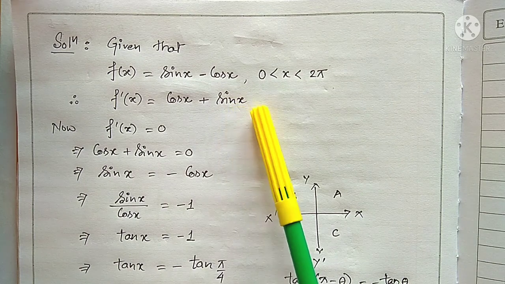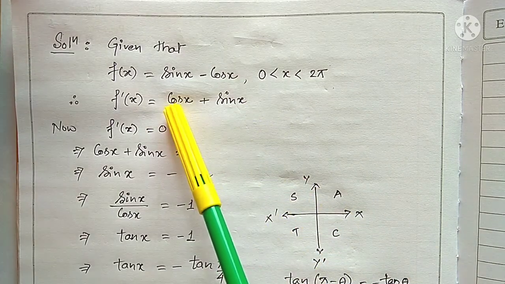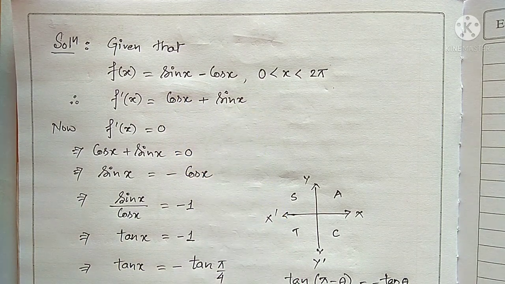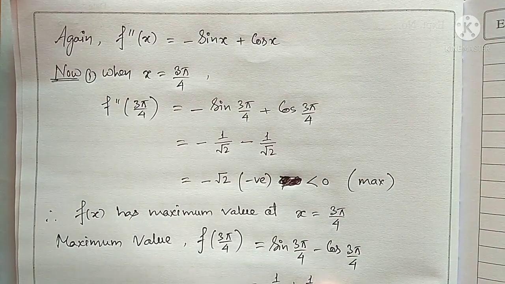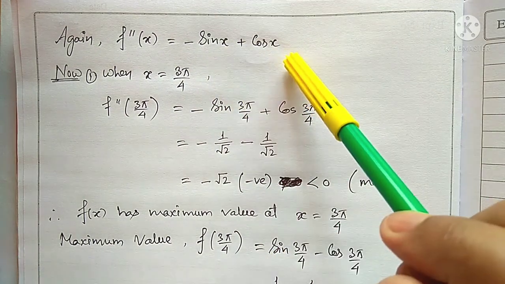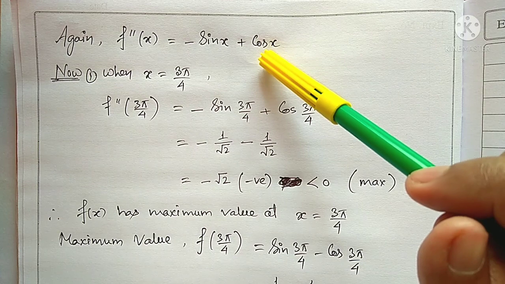To apply the second derivative test we have to differentiate one more time. So d/dx of cos x means minus sin x and d/dx of sin x is cos x. So if we differentiate this one more time, you see here after differentiation we get f double dash of x equal to minus sin x plus cos x. Is it clear? Now the critical points one by one we have to put.